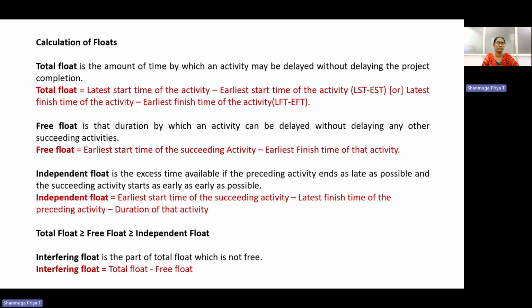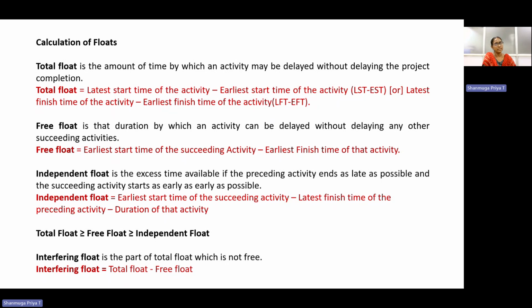Then coming to the independent float, which is the excess time available if the preceding activity ends as late as possible and the succeeding activity starts as early as possible. If an activity starts, the preceding activity should end. So I want to start B, which means A activity should end. That is a guideline given in the network. So I want to start B, A needs to end.